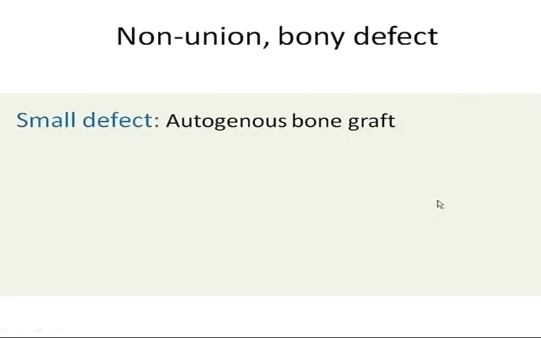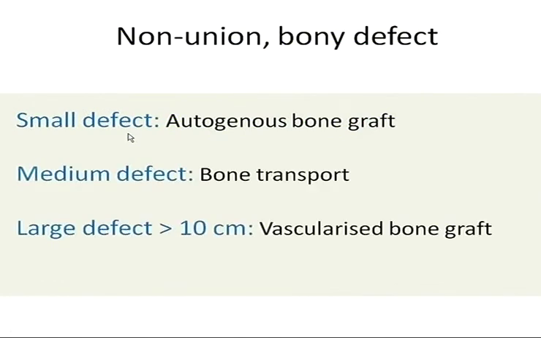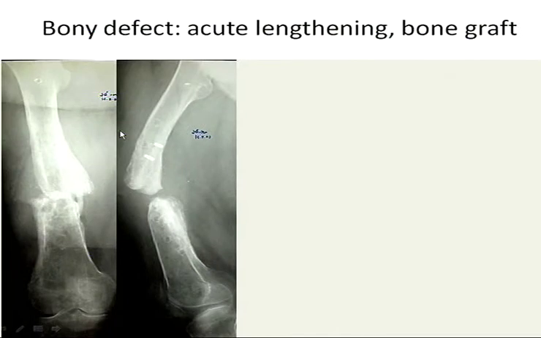Now we come to a problem of non-union and bony defect. If there is a small defect, we can treat it by autogenous bone grafting; medium-sized defect, bone transport; and large defects, more than 10 centimeters, we think of vascularized bone graft. Let us see examples of this.